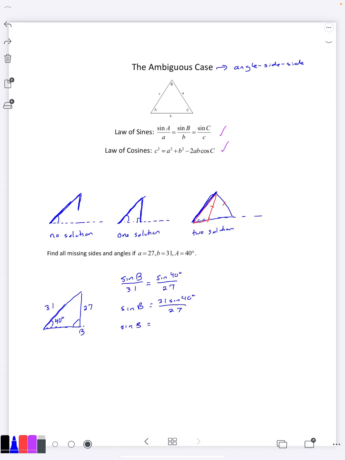Putting that in the calculator here, we have 31 sine of 40 divided by 27, and I get sine of B is 0.738. And if you do your sine inverse here, we get 47.6 degrees. So now we know we have 47.6 here, and we would like to find angle C now.